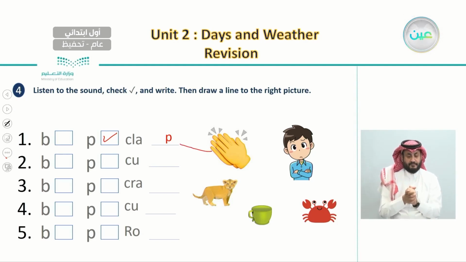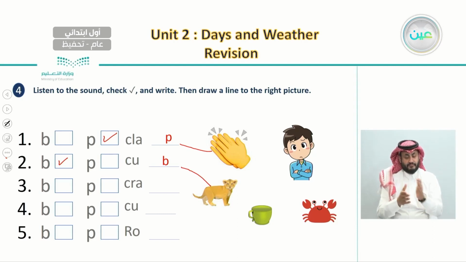And then we match the word with the picture. Clap. Now let's listen to number 2. The word with number 2 is cup. Cup. And cup ends with the letter B. So here we write it, and we match the word with the right picture.